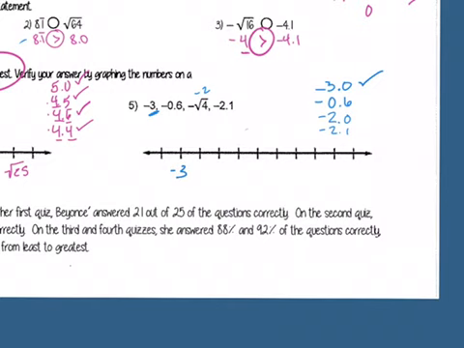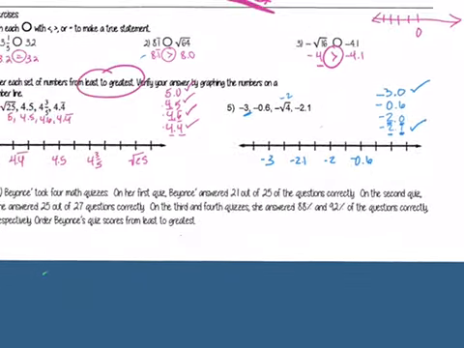Then the next one up, I have 2 2s, so I need to look at the next number to see which one should come next. And it should be negative 2.1, then negative 2, and then 0.6 is my biggest.